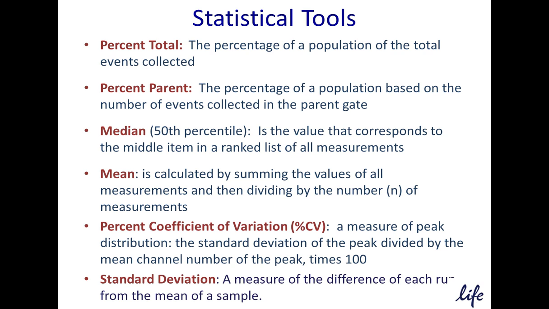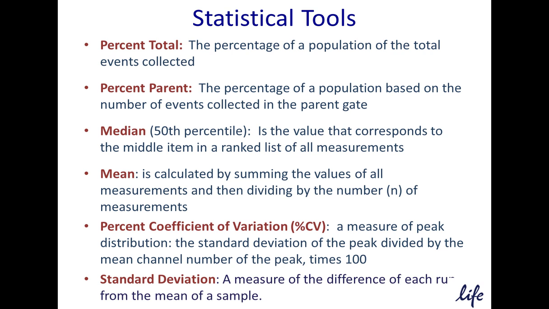And there are a number of statistical tools that can be used in flow cytometry, and that is one of the main advantages of flow. Some of the commonly used statistics are percent total. This is the percentage of a population of the total events collected. Percent of parent is the percentage of a population based on the number of events collected in the parent gate. Median, or 50th percentile, is the value that corresponds to the middle item in a ranked list of all measurements. The mean is calculated by summing the values of all measurements and then dividing by the number of measurements.